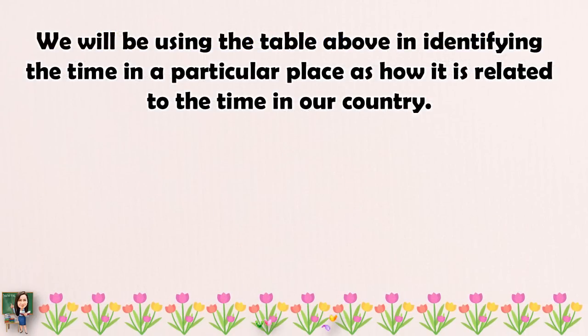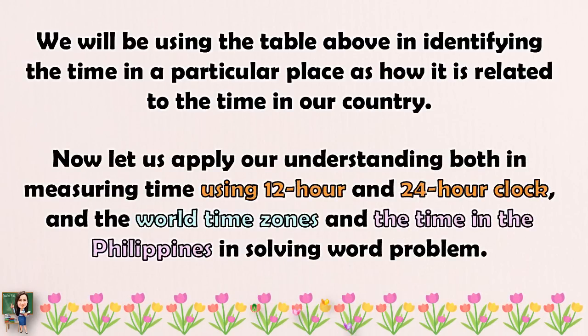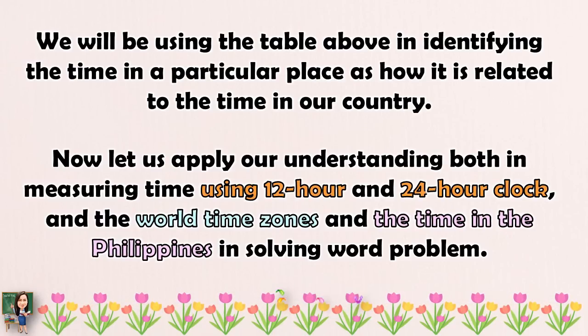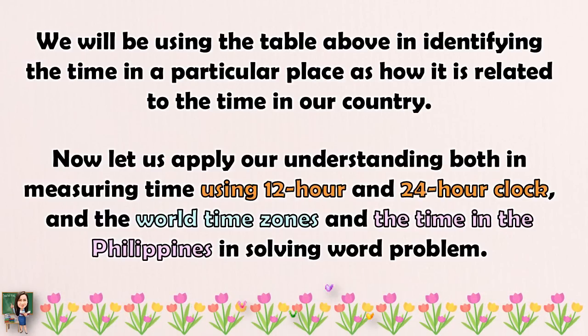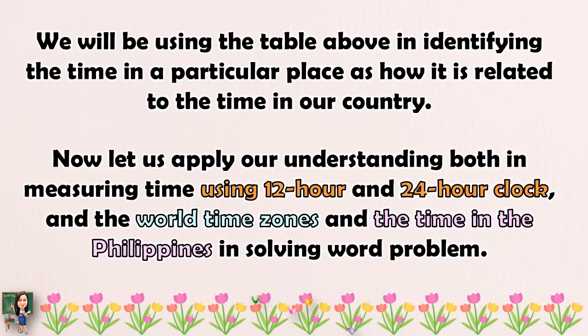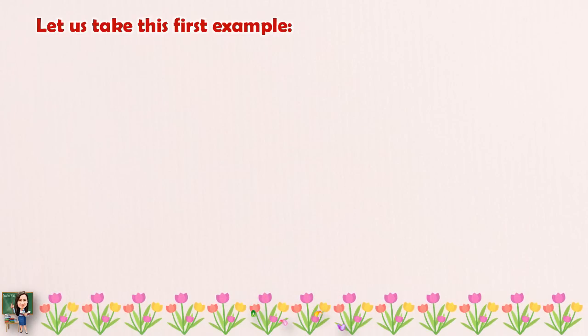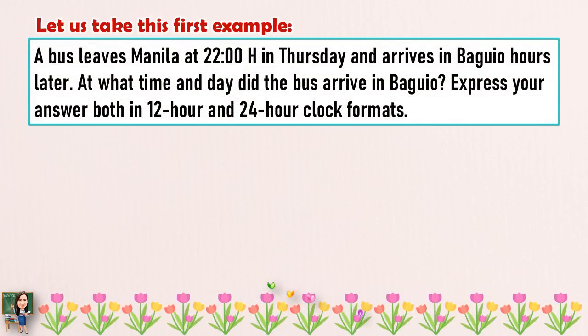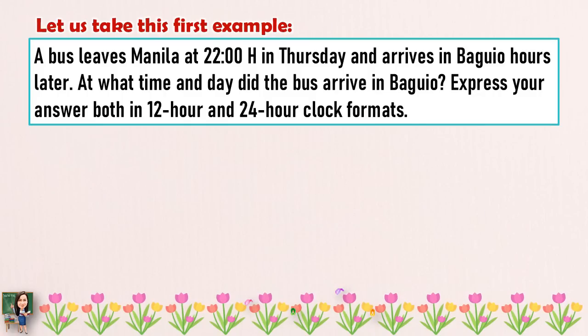We will be using the table above in identifying the time in a particular place as it is related to the time in our country. Now, let us apply our understanding of measuring time using the 12-hour and 24-hour clock, and the world time zones and the time in the Philippines, in solving word problems. Let us take this first example. A bus leaves Manila at 2210 hours on Thursday and arrives in Baguio 6½ hours later. At what time and day did the bus arrive in Baguio? Express your answer both in 12-hour and 24-hour clock formats.